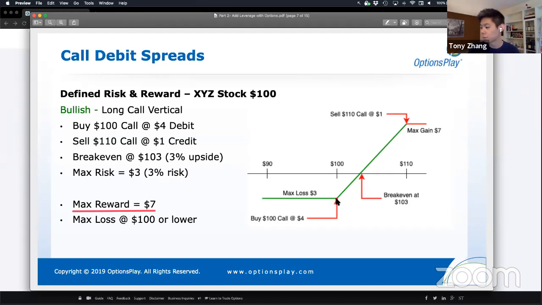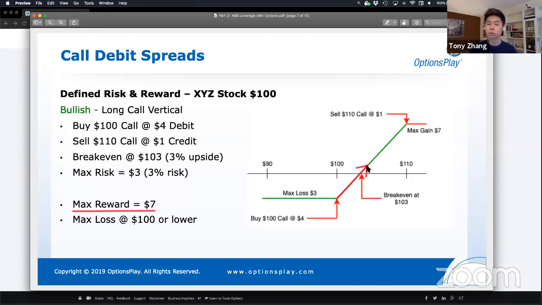So in the previous example, we said that you needed a stock to move up to 104 to break even. So if you thought it was going to go to 105, it didn't make a lot of sense to trade that, because you're risking $4 a share to just make a single dollar. Now, if you trade this vertical, notice how if you think the stock's going to go to 105, it might make some sense to you now, because if the stock moves up to 105, you would make $2 on this particular trade while risking only $3.